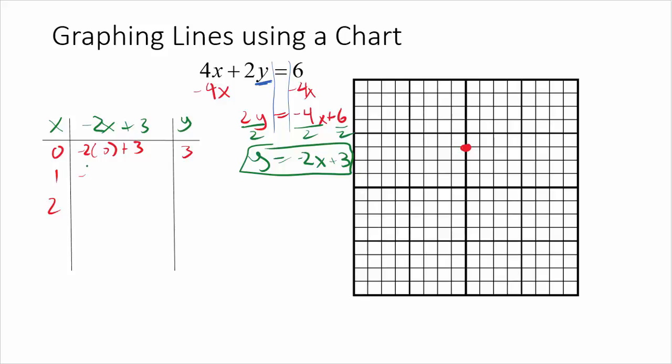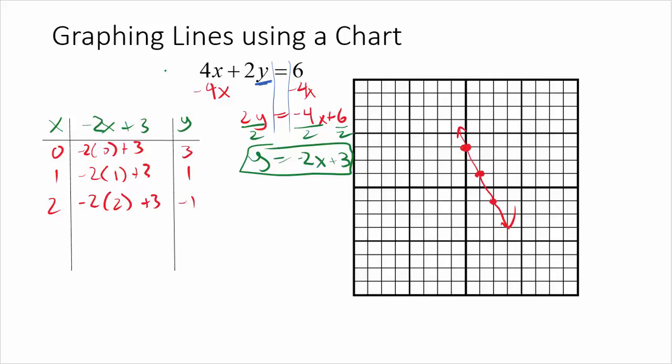Next one, we've got negative 2 times 1 plus 3. Negative 2 times 1 is negative 2. Add 3 to that, you should get positive 1. So the point 1, 1 is on my graph there. And then finally, I've got 2. So I'm going to do negative 2 times 2 plus 3. That's negative 4 plus 3 is negative 1. And if I plug this in, I should get 2, negative 1. And again, I could keep going here and make a few more points, but 3 is usually a safe number. So I'll stop there, connect my dots, and there is my line.